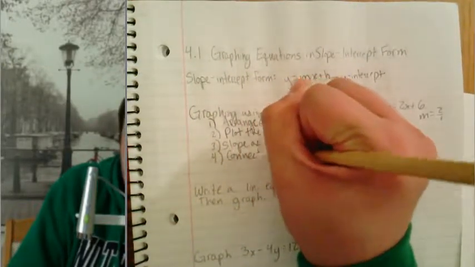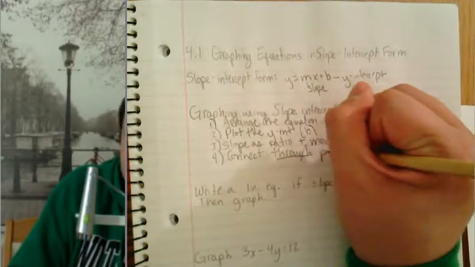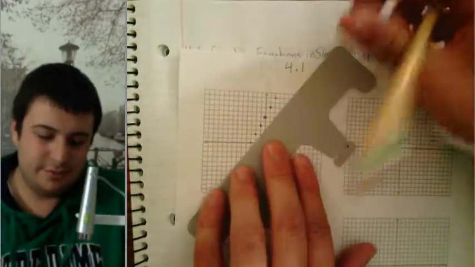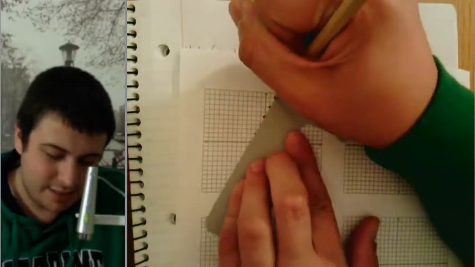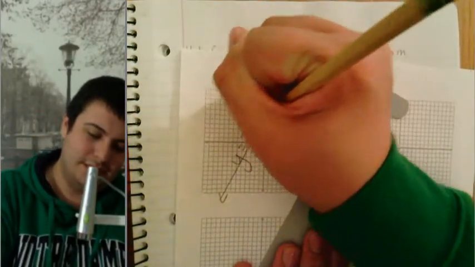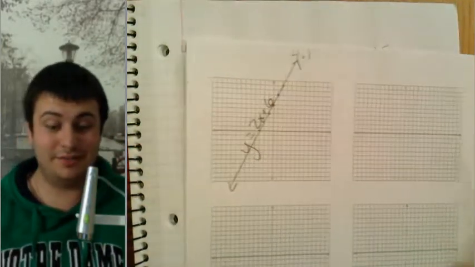And then step 4, connect through the points. Don't just stop at the 2 endpoints that you plot. Really make a conscious effort to take these points and go all the way through. Use the whole big graph and draw your line. And then remember to label it, y equals 2x plus 6. So there's the graph of our line.